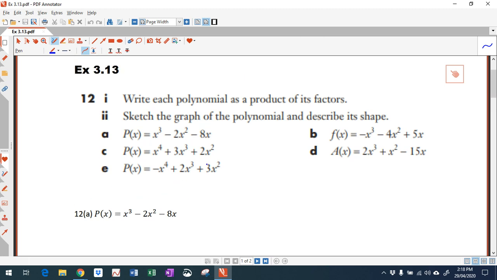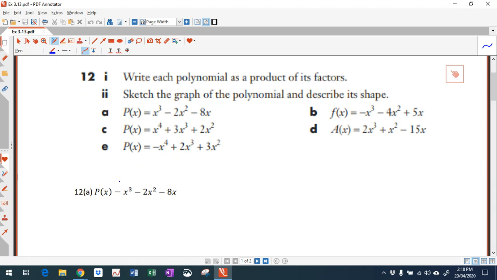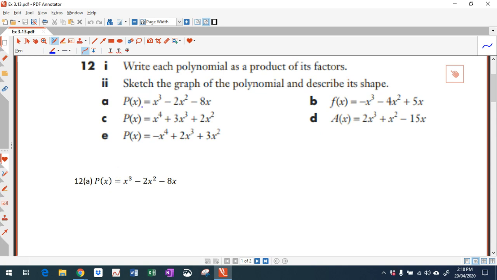Okay, this is exercise 313. I'm just going to go through one of the questions from question 12 here, and then you can try the rest on your own after that. So just going to look at question 12a. We've got to write each polynomial as a product of its factors, and then we've got to sketch the graph and describe its shape.